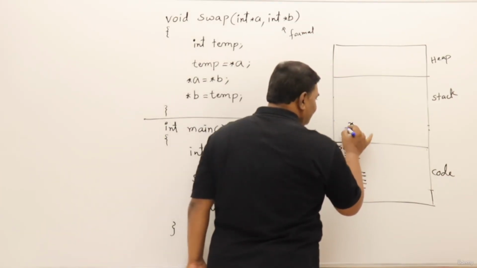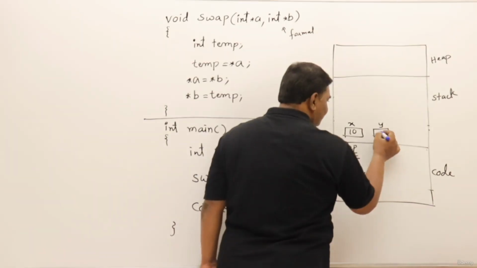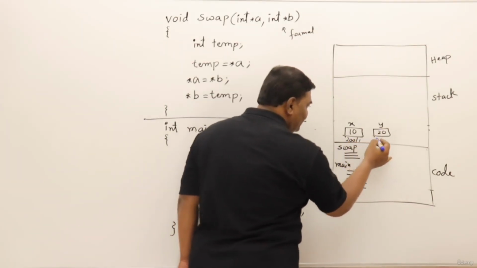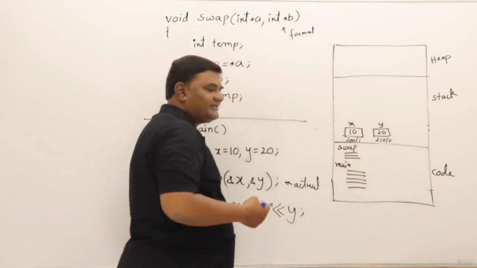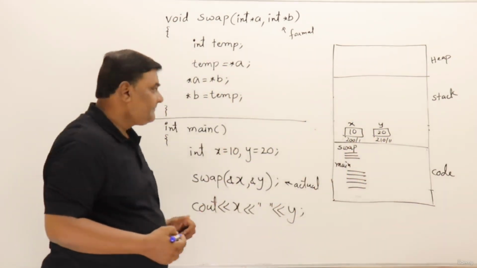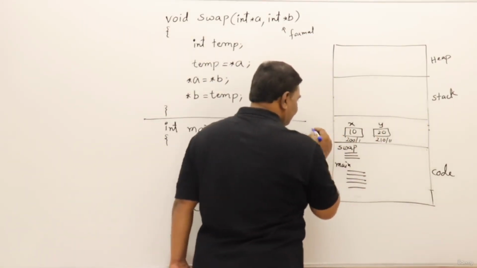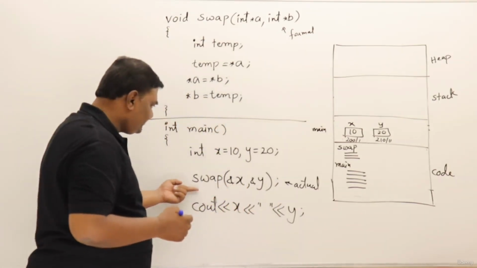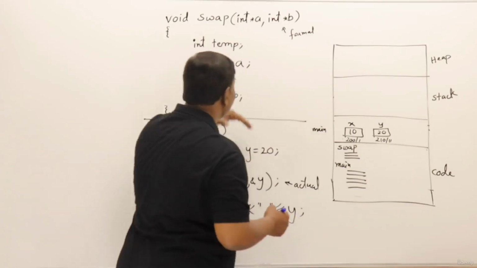So x is created in the memory and y is also created in the memory inside the stack. So let us say the address of this is 200 and 201 and this is 210 and 211. Just randomly I am giving the addresses, though they are side by side in the memory. Now this is the activation record of main function. This is about main. Now next is swap function is called. Addresses of x and y, that is 200 and 210, are sent here.